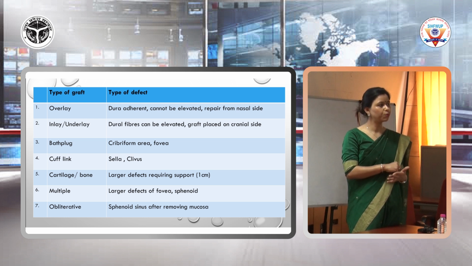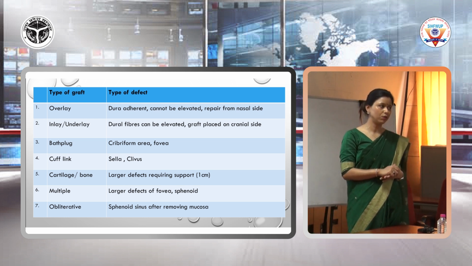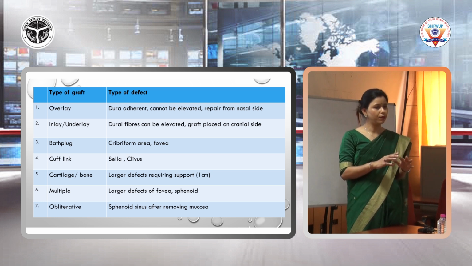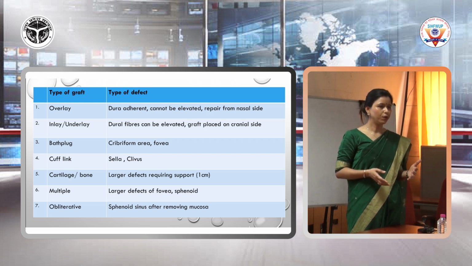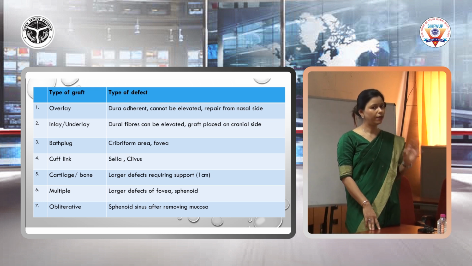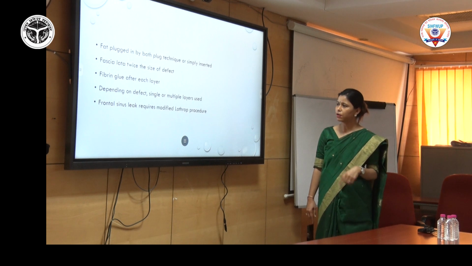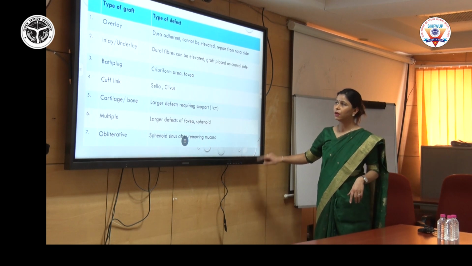So after every layer, we put some fibrin glue. Then frontal sinus leak requires modified Lothrop. We have to open up the entire, both the sides, remove the septa so as to visualize it, and then we remove the mucosa, because again mucocele formation can take place. So the mucosa of the posterior table is removed and it is obliterated, a new fascia is put, and again fibrin glue, and it is obliterated with fat. Okay, so that is how we manage frontal sinus leaks.